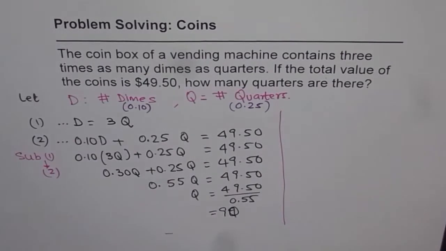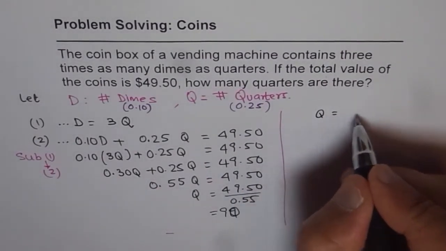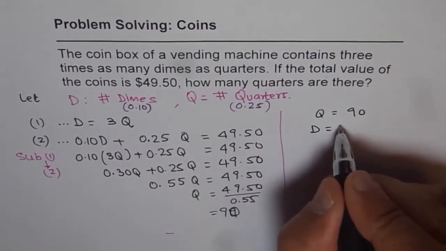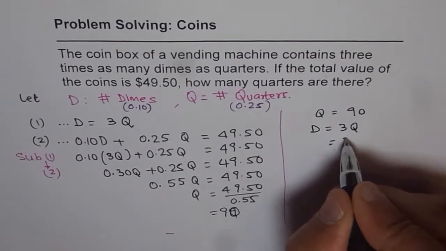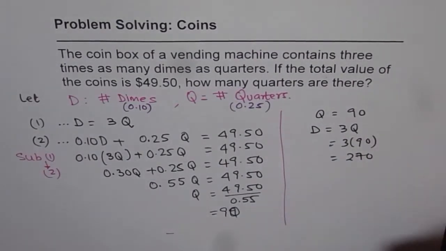Now if you know quarters is 90, then you can find what dimes are. So quarters equals 90. Dimes is 3 times quarters, right? That means 3 times 90. So it is 270.